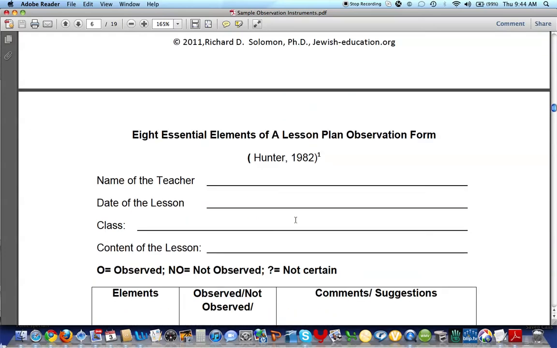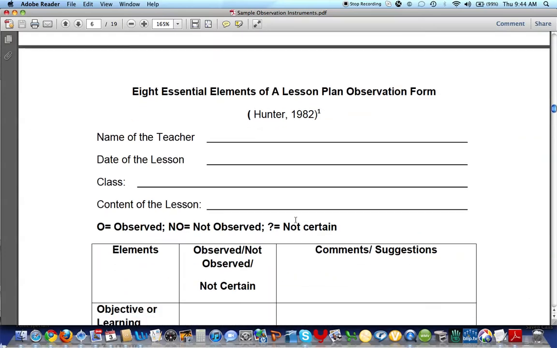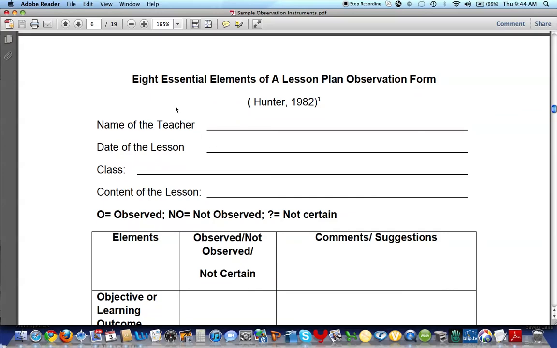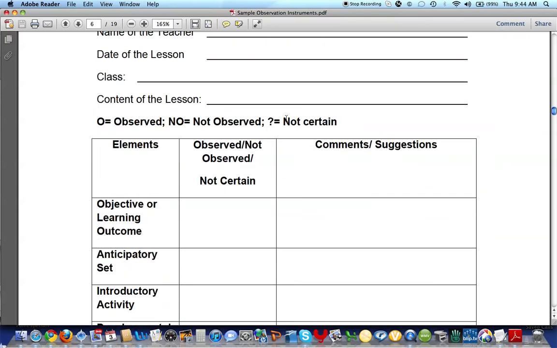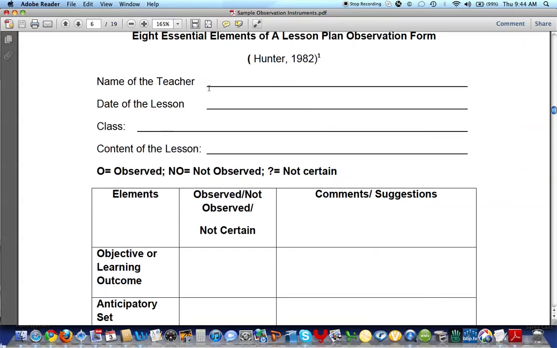Now here is a new observation form that I created for you. It relates to the 8 essential elements of a lesson plan. It's an observation form based on the work of Madeline Hunter. And what we have here is you record the name of the teacher you'll be observing, the date of the lesson, the class, and the content of the lesson, and whether you observe something with the O, it was not observed, NO, or you're not certain if it was observed.